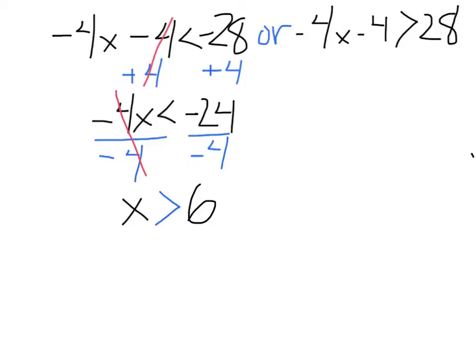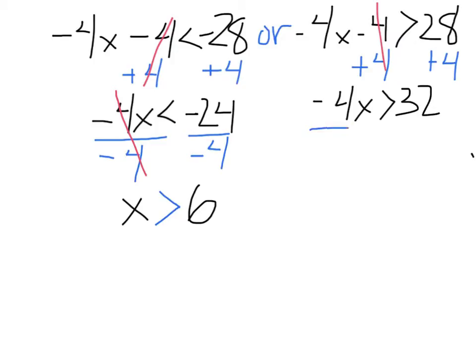Okay, so we have that. Now we got to look at this one over here. Same thing, we got to get rid of the 4 on that side, so x is by itself. So plus 4 over there, plus 4 over here. Those guys cancel, leaving just plain minus 4x. On that side, we have what? 28 plus 4 is 32.